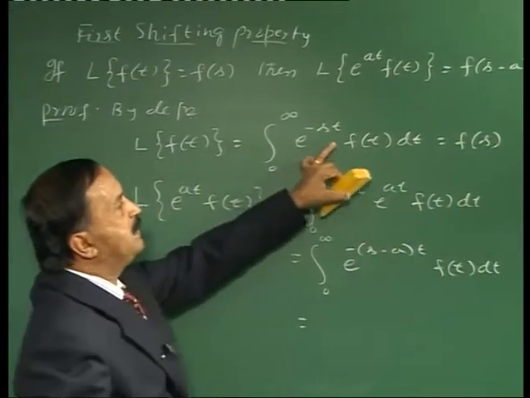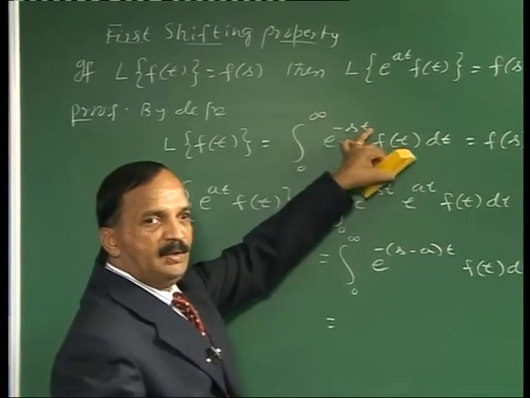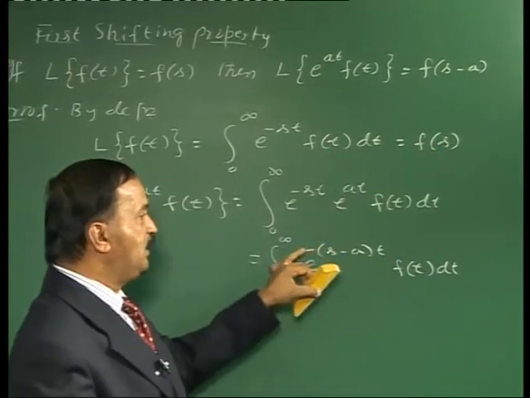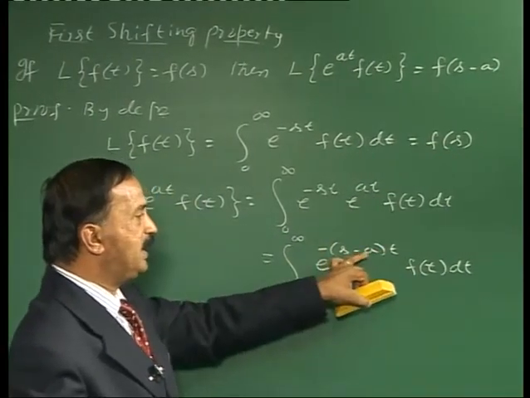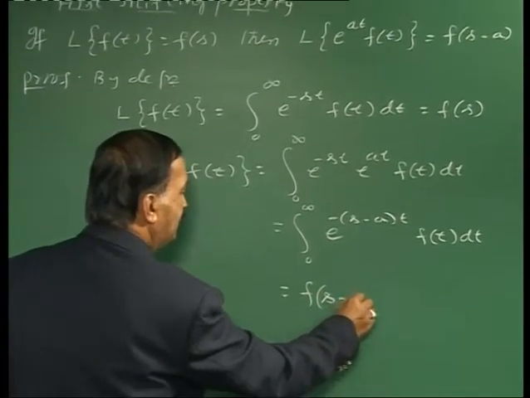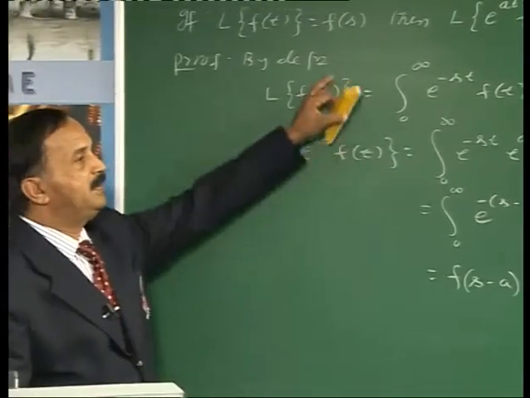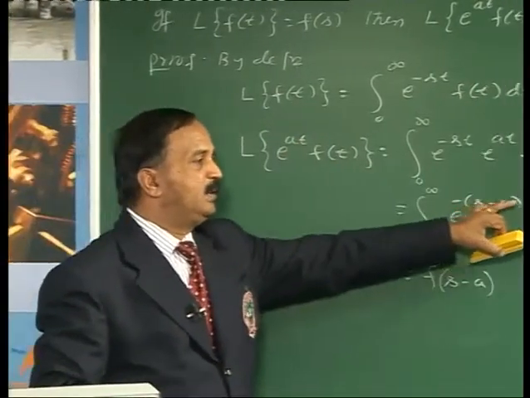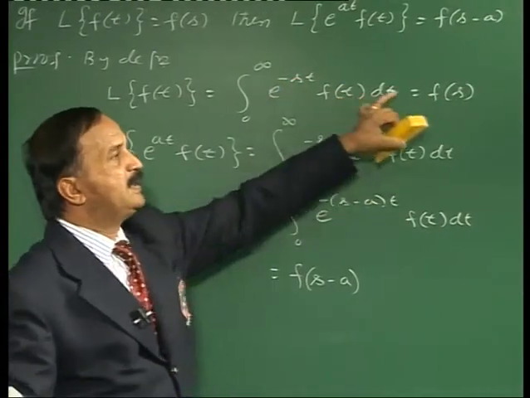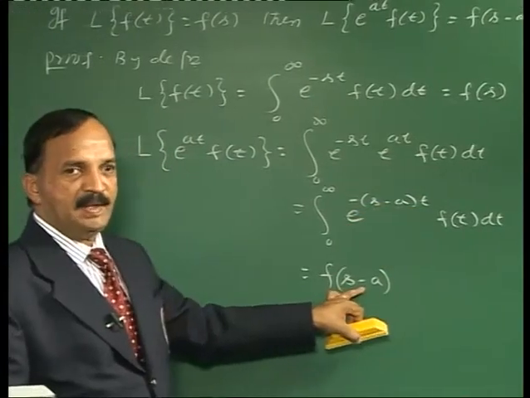So for F of s, the coefficient of minus t is s. Now the coefficient of minus t is s minus a, that means this is equal to F of s minus a. That completes the proof. Very simple. Here the coefficient of minus t is s, that is F of s. Then this must be equal to F of s minus a.